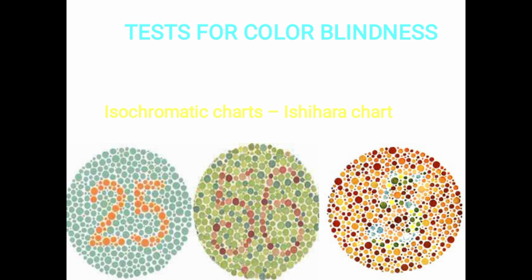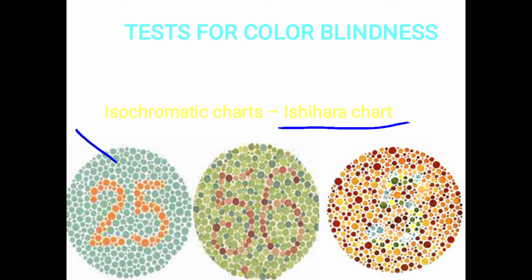So these are tests for color blindness. If you want to check your color blindness, there is the Ishihara chart. The name is important for MCQ questions. The Ishihara chart is like a book with different patterns, which you show to the patient, and if he recognizes the pattern, then there is no color blindness.